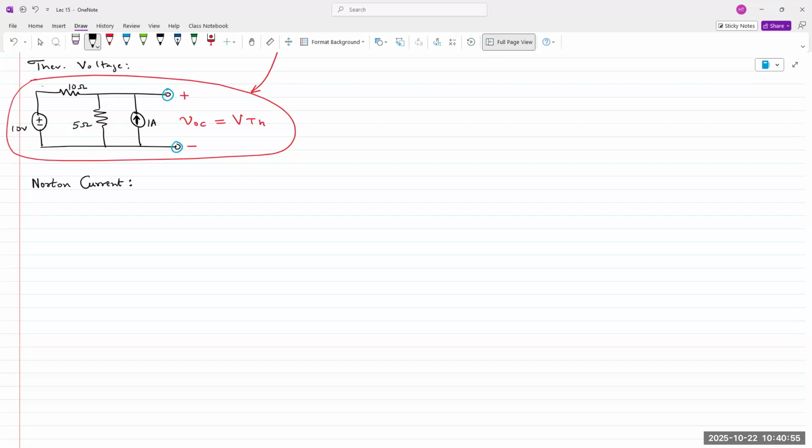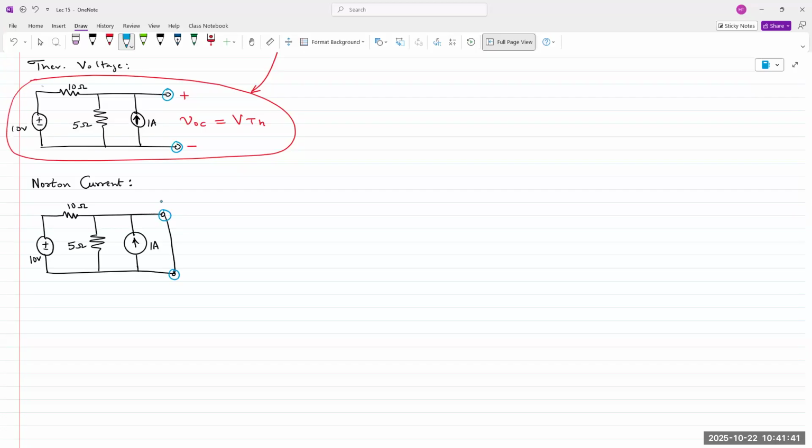All right, let's look at the setup for the Norton current. So same circuit. We go back to the original circuit. But now we need to find the Norton current. And the key word is current. Current needs a pathway to flow. So we place a short circuit wire between those two terminals. And this is the correct setup.